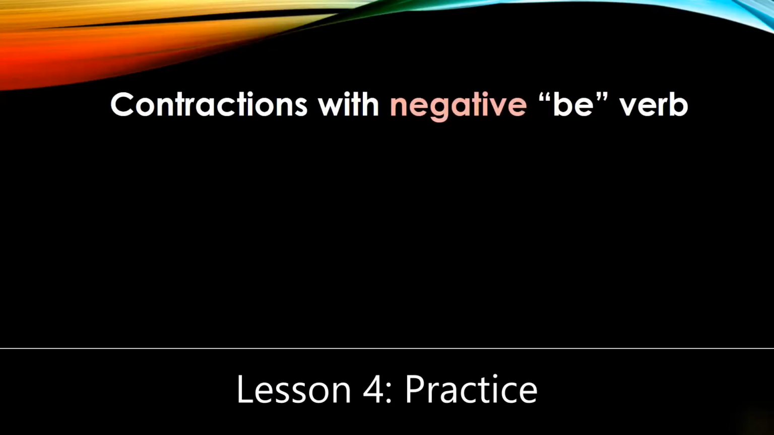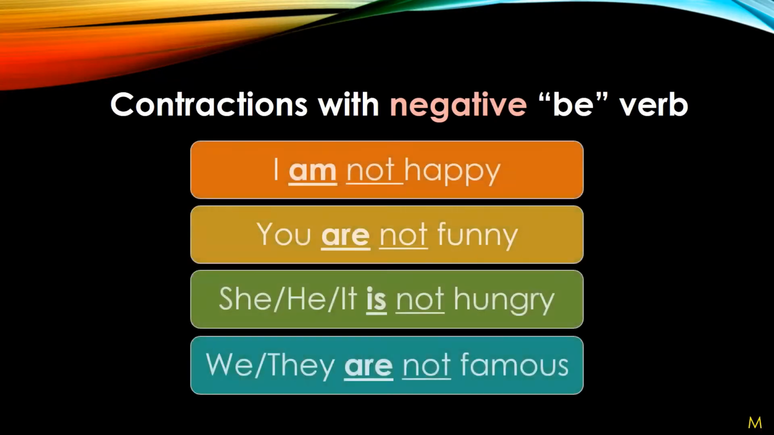So we can also use our contractions if we're talking about something negative. So for example, this is what we know already. We put the negative not after the verb. So for example, I am not happy. You are not funny. She, he, it is not hungry. We, they are not famous.